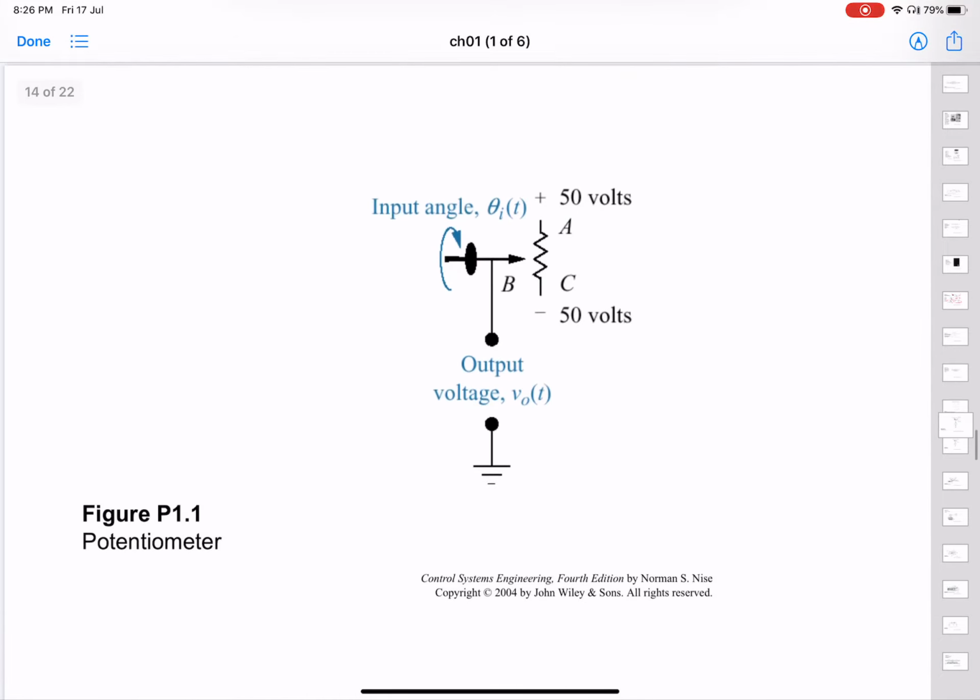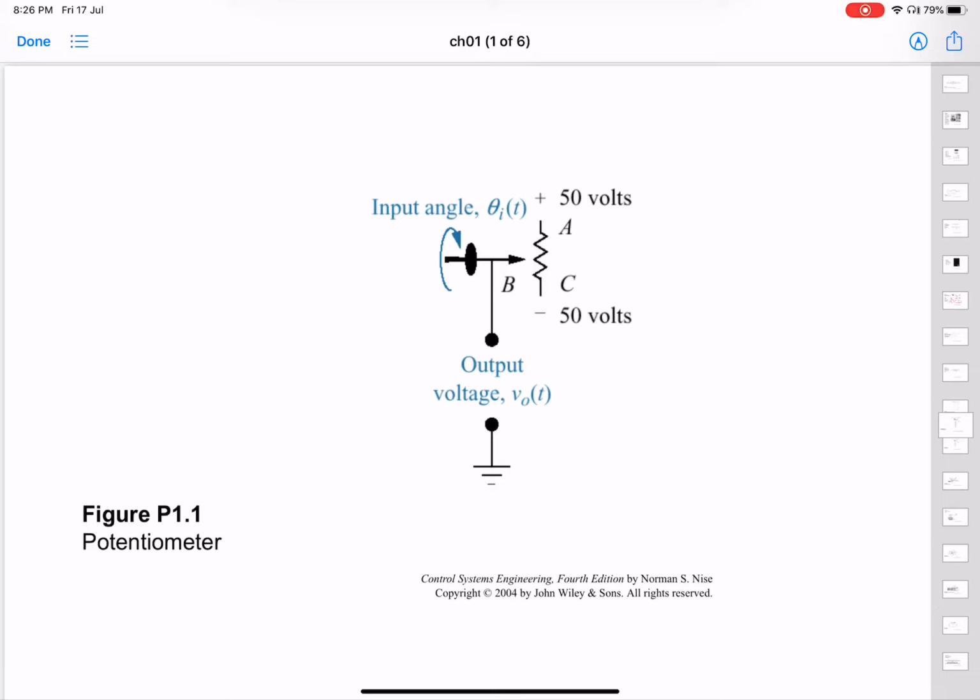There is this problem in the book related to finding the mathematical model for the potentiometer. The potentiometer is a very simple example. So let us take this example and try to fit it in the control system terminology that we have been talking about, right?